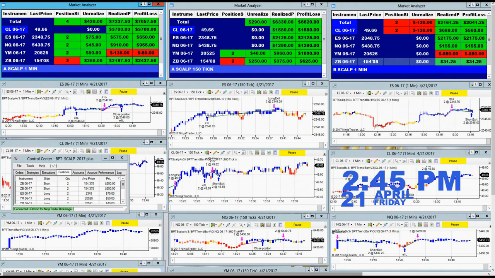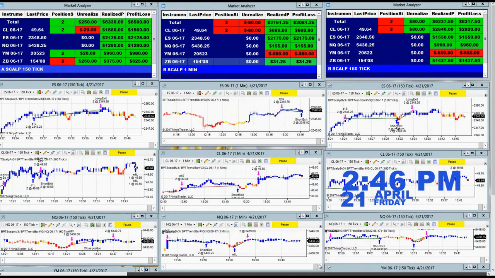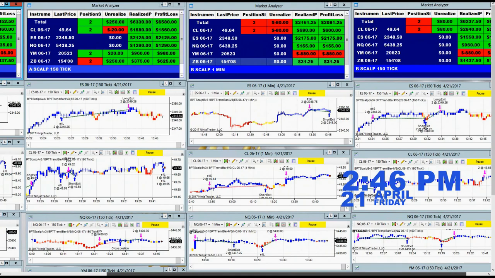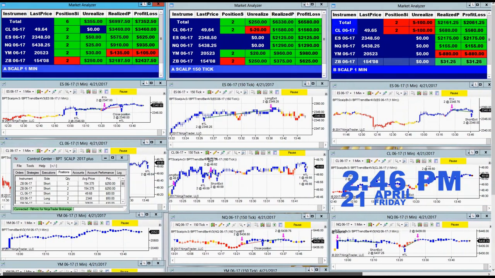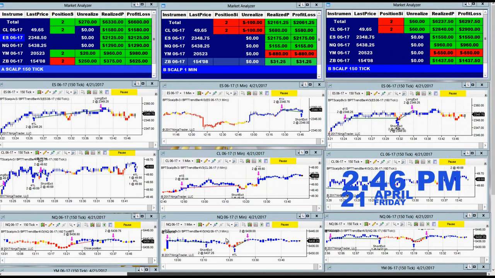Right now, traders are looking for something very easy. On the 30-year treasury bond today on the A scalper, we did very well, but you also notice the YM on the A scalper is struggling. It did very well on the 150 ticks, but on the 1 minute the YM is struggling all the way through the charts here, from the B scalper all the way to the end, except the 150 ticks did very well.